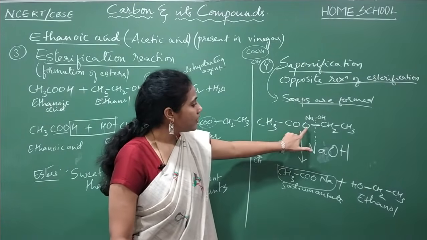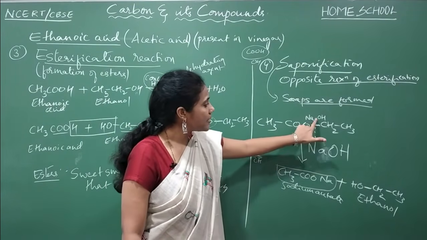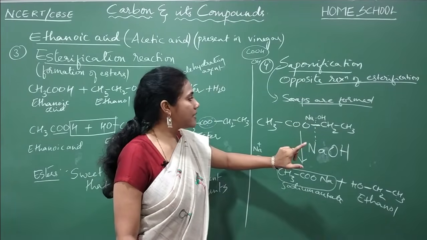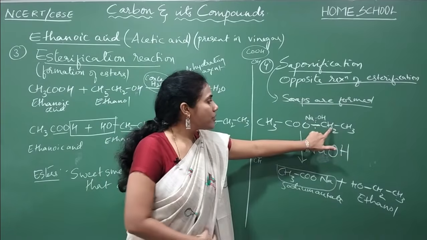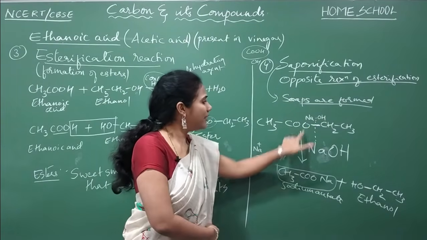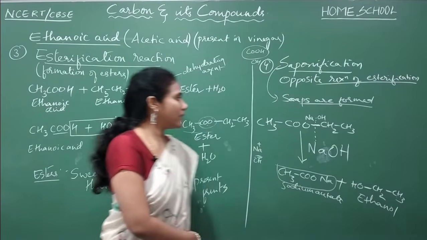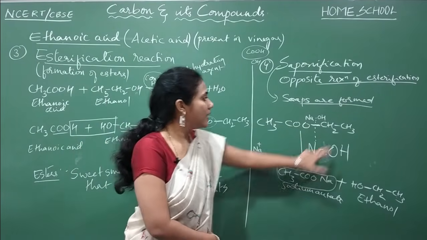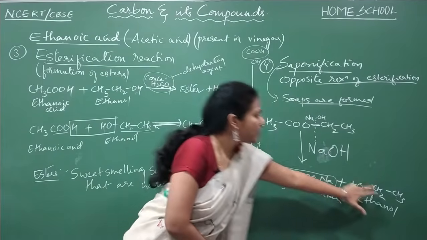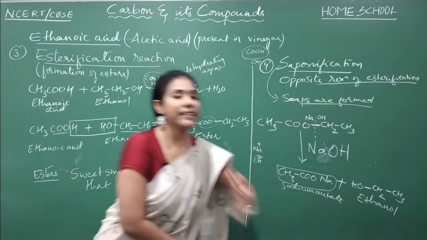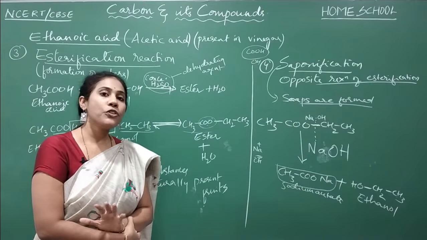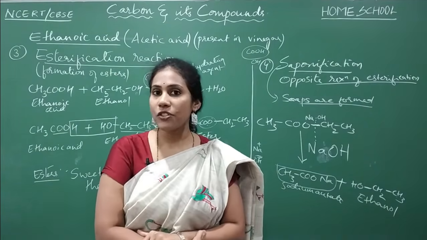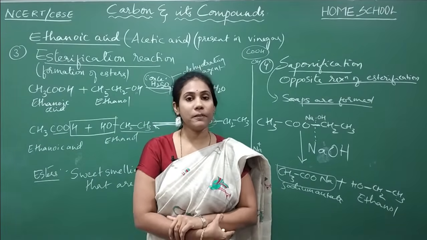This bond, COO CH2 CH3, this bond will break. Here, on the COO side, sodium is getting added. On the CH2 side, OH will add. Join them and write as the product. What do you get as the product? CH3COONa, one product. CH3CH2OH, another product. Okay, so these are the four important reactions of ethanoic acid.